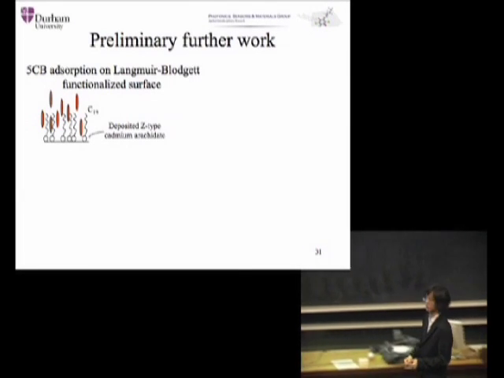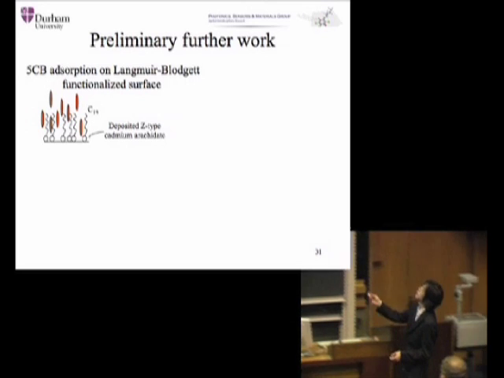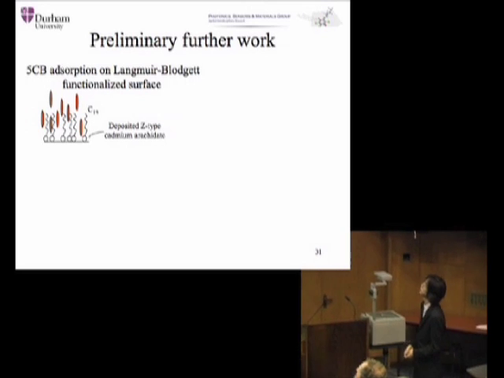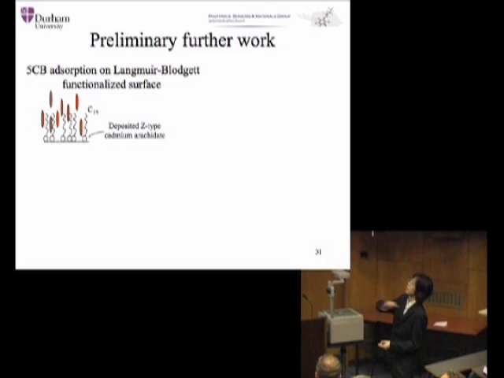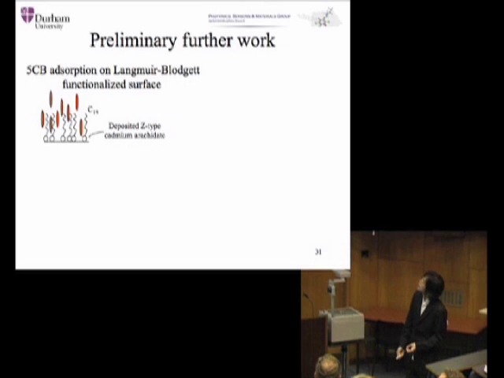So for the final sections, what we did here is 5 dB absorption on the LB functionalized surface. And all we did is we evaporate the 5 dB molecules onto this B-type cadmium alkylated LB film.